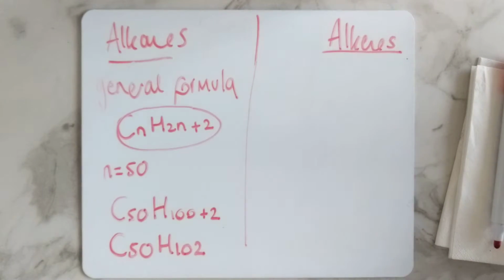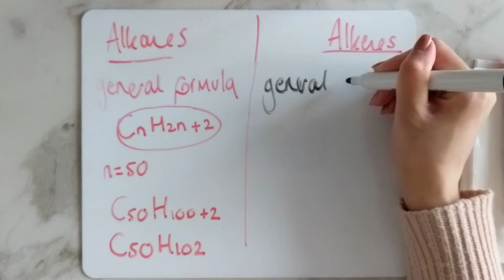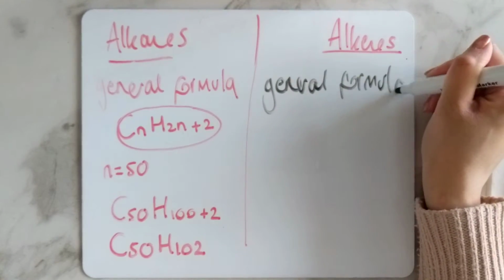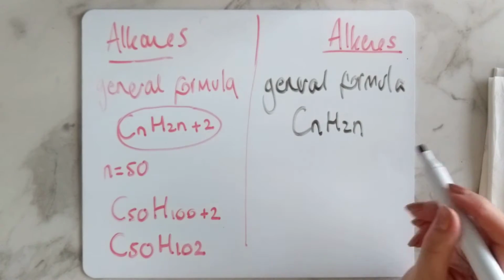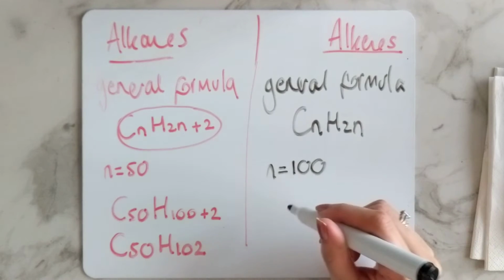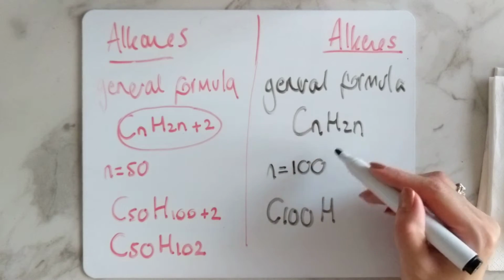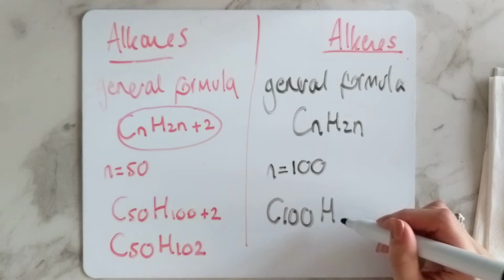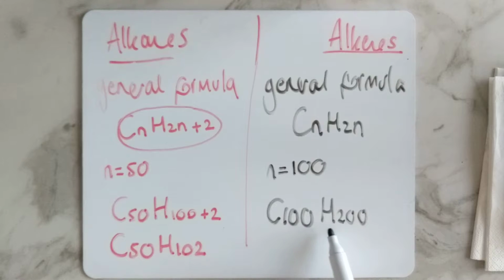So the general formula for alkenes is CnH2n. So again, let's say n is 100. So it'd be C100, H, 2n means 2 times n, 2 times 100 is 200. So the answer is C100H200.